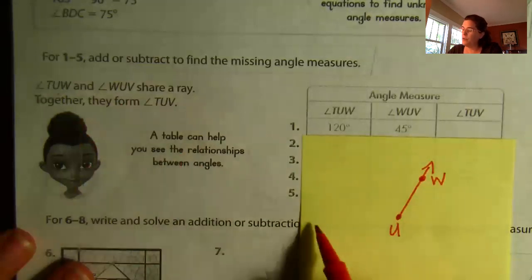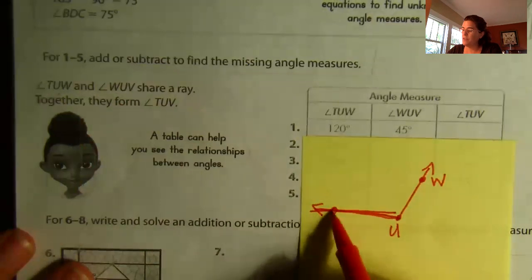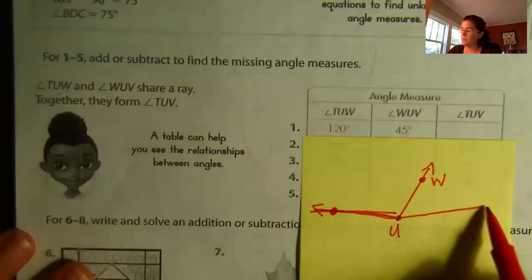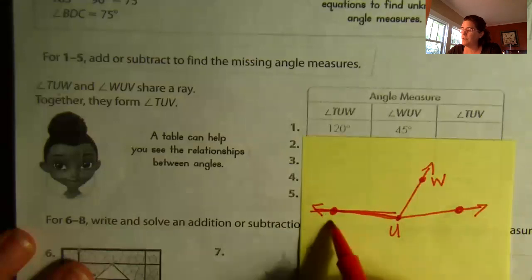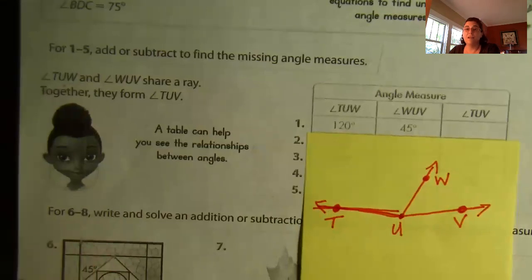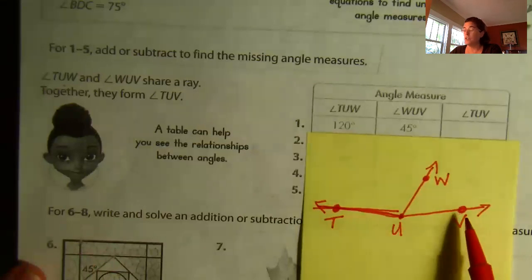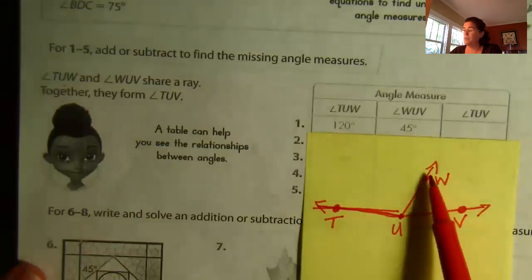So I know, now this isn't going to be to scale, kids, but this is just going to help me understand how these angles look. TUV. All right, so now again, these aren't to scale. They're not going to be perfect, but I just need to be able to visualize what these angles might look like. Okay, so TUV is my big angle, and my two part angles are TUW and WUV.